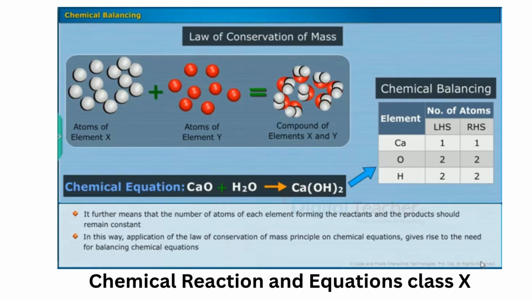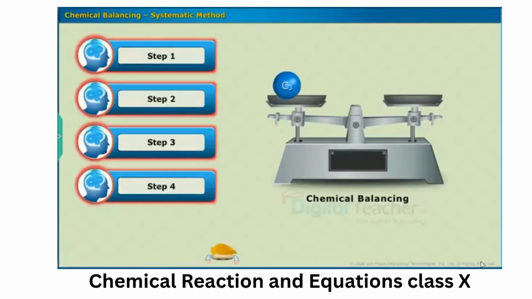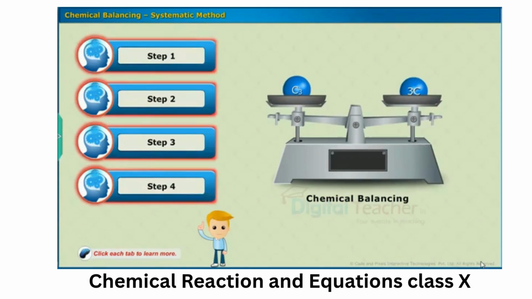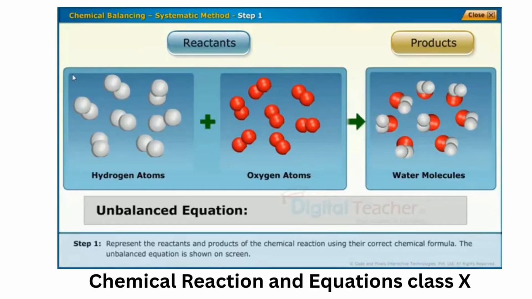Now let us learn how to balance a chemical equation. Systematic method of balancing a chemical equation. Click each tab to learn more. Step 1. Represent the reactants and products of the chemical reaction using their correct chemical formula. The unbalanced equation is shown on screen.